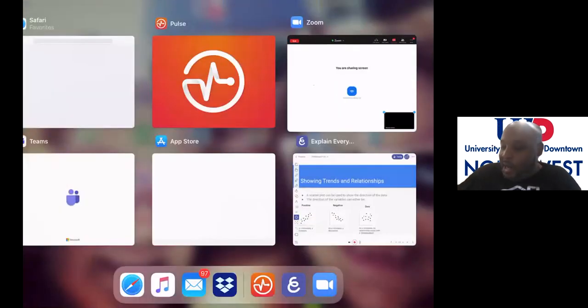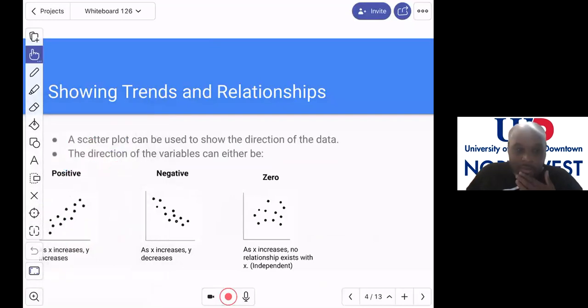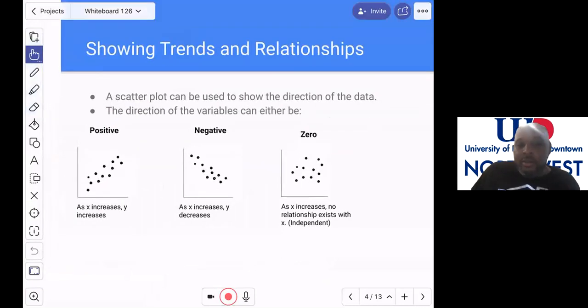So when we show our trends from the scatter plot again, here's what can happen. The X variable itself can be a positive trend. Positive means that as X increases, Y increases. Our data has a positive trend, right? And we call it the direction. The direction that it's showing right now is that as X increases, Y increases.